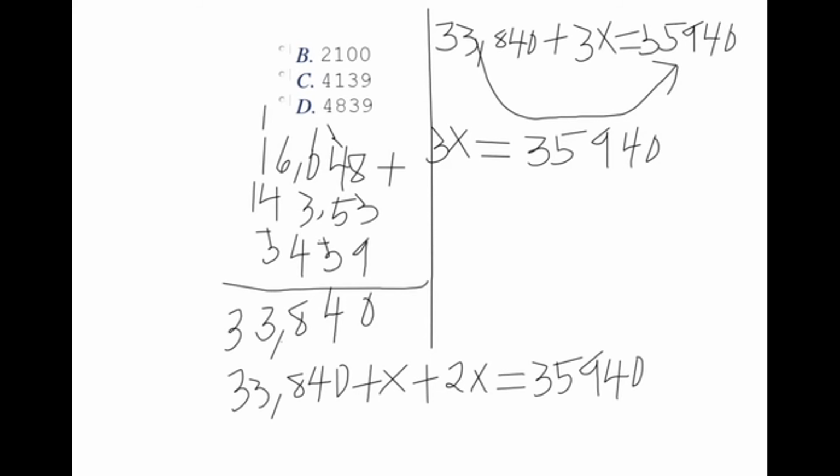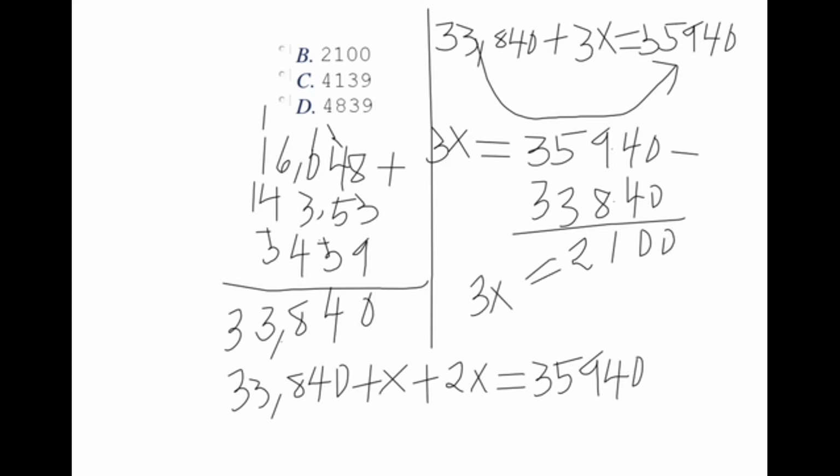33,840 is positive. When we take it across the equal sign, it becomes negative. So we have minus 33,840. So this is 0, 0. This is 1. We have 5 minus 3 is 2. So we have 2,100. So 3x equals 2,100. Divide by 3 both sides so that we remain with x. So x equals 700.